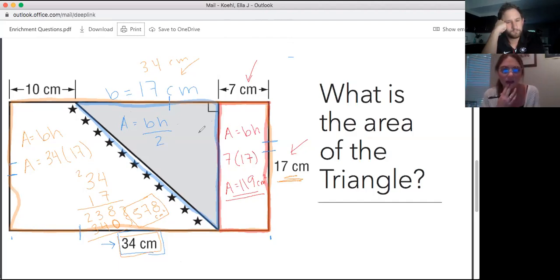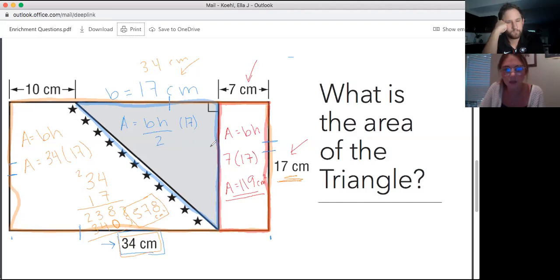But we definitely know our base is 17 centimeters, right? Because we found that because 10 and 7 gave us 17, and we subtracted that from our total of 34 to get 17. So we know our base is 17.